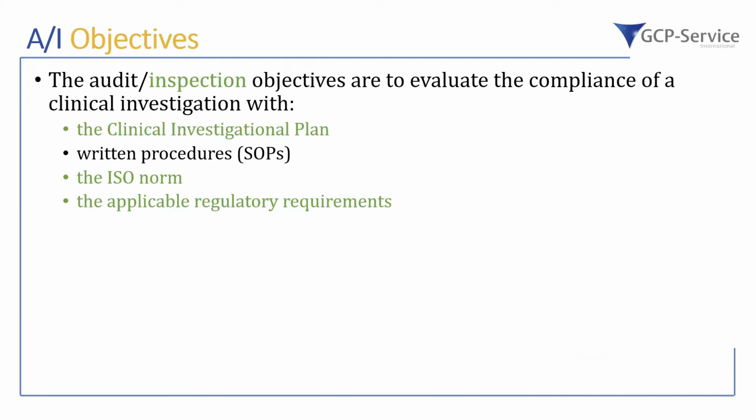The audit or inspection objectives are to evaluate the compliance, as I have already mentioned at the beginning. And the main sources for the audit are the investigational plan, procedures of the sponsor or delegated parties, the ISO norm about the GCP, the good clinical practice, and applicable regulatory requirements. In terms of inspection objectives, the written procedures of the sponsor are not in scope, because the primary focus is the legislative requirements, as well as the clinical investigation plan, which has been approved by the regulatory authority anyway.